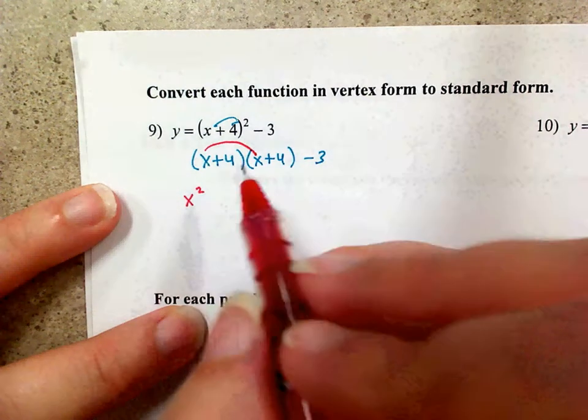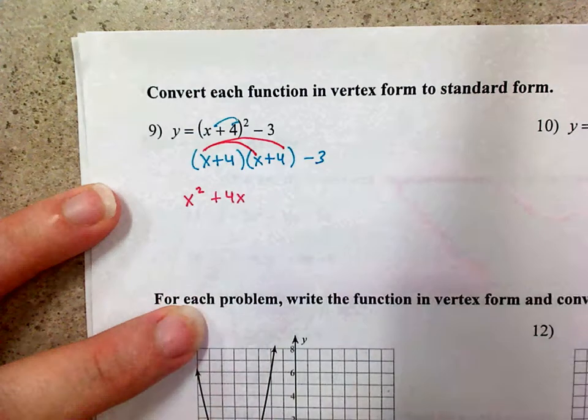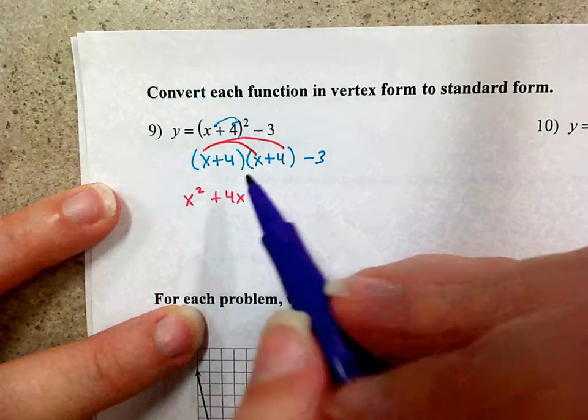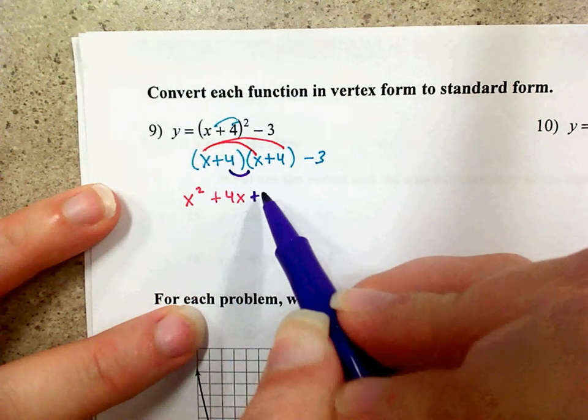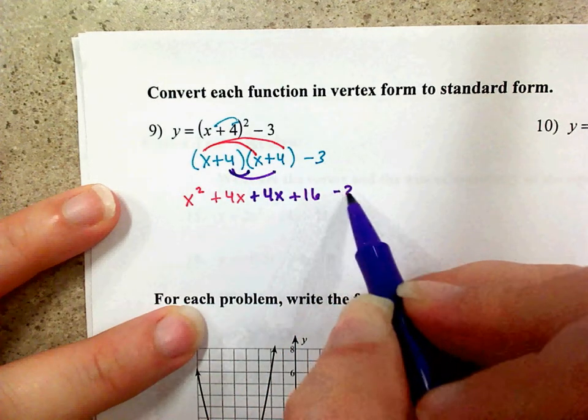X times 4 is? So I've distributed the x. Now I want to distribute the what? The 4. 4 times x is? And 4 times 4 is? And then I want a minus 3. These two combine to what?